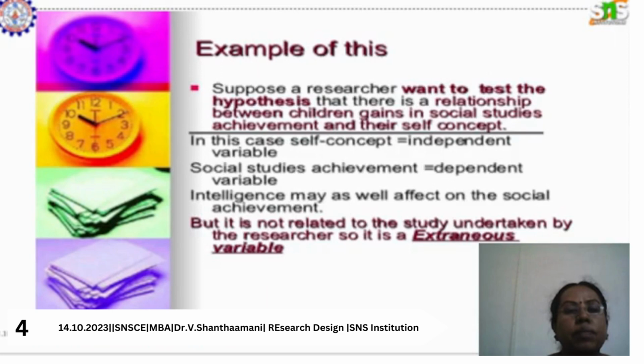Now let us see an example for this. Suppose a researcher wants to test the hypothesis that there is a relationship between children's gains in social studies achievement and their self-concept. In this case, the self-concept is the independent variable. The social studies achievement is the dependent variable. Intelligence may also affect social studies achievement, but it is not related to the study undertaken by the researcher. So it is an extraneous variable. That is how we consider it an extraneous variable.